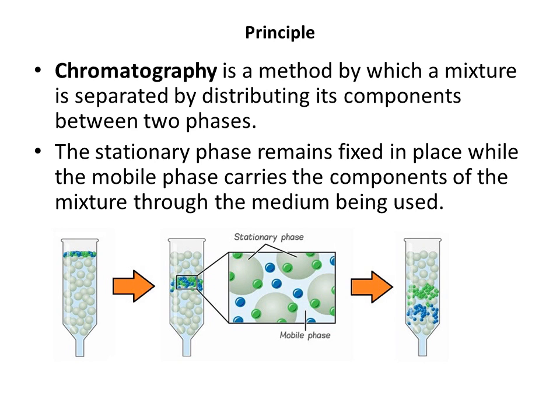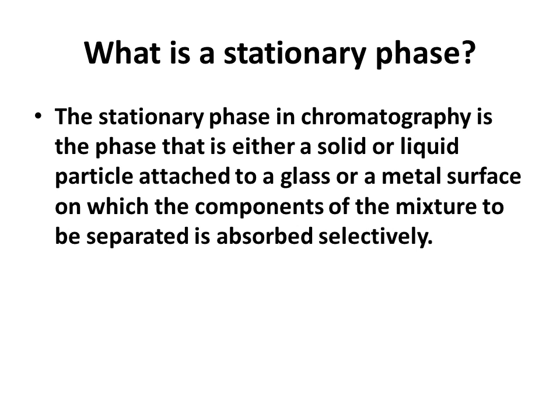The stationary phase remains fixed in place while the mobile phase carries a component of the mixture through the medium being used. What is a stationary phase? The stationary phase in a chromatography is a phase that is either a solid or liquid particle attached to a glass or a metal surface on which the components of the mixture to be separated is adsorbed selectively.